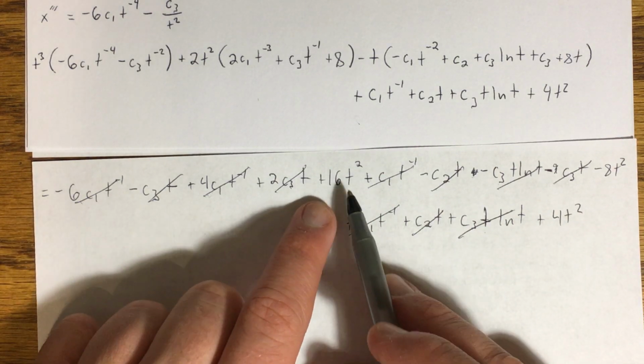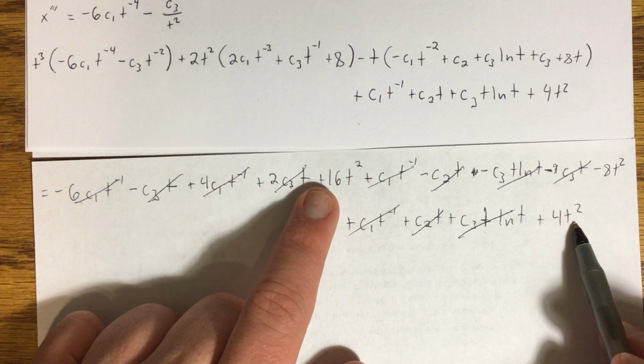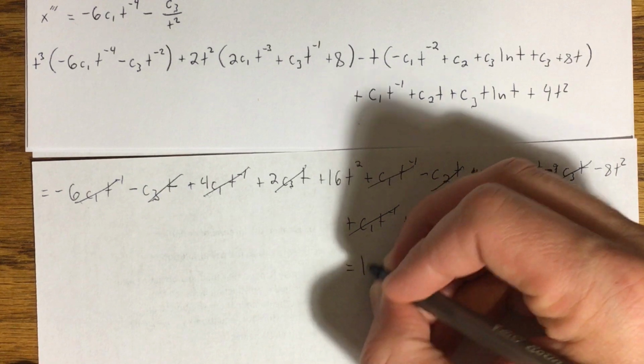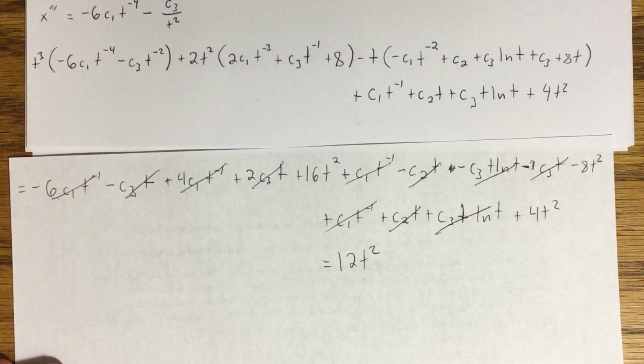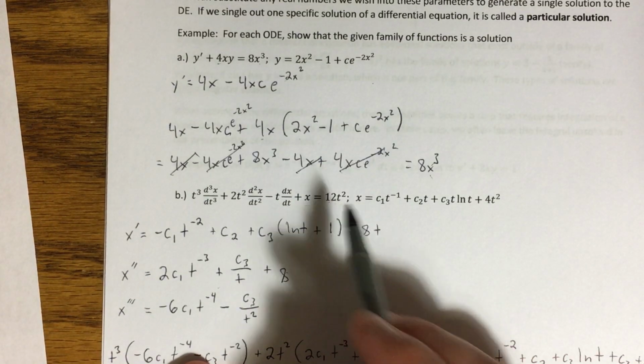Okay, no, here we've got 16t squared minus 8t squared. That puts us at 8t squared plus 4t squared. That all adds up to 12t squared. So this is equal to 12t squared. Nice. That's what we were hoping to have happen, right? Because we wanted this to come out to 12t squared.